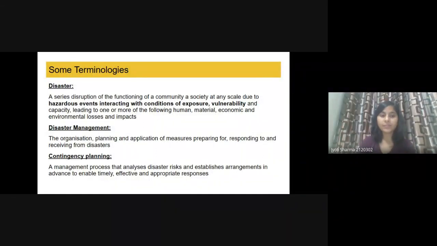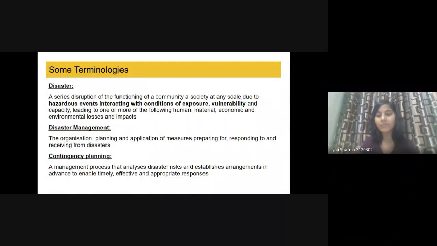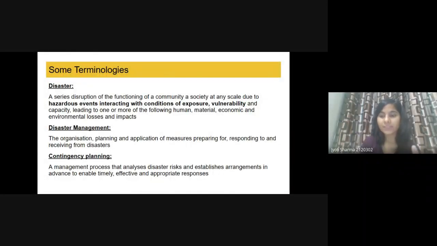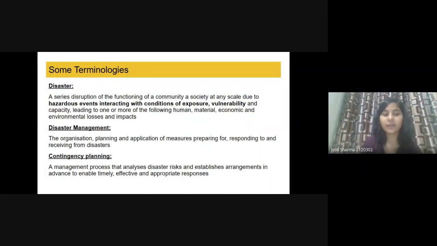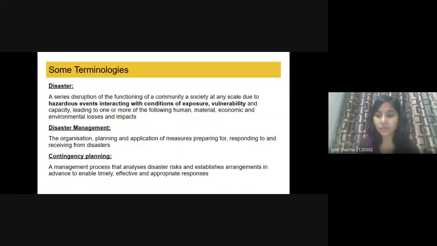So this is the hazardous event that interacts with the exposure, vulnerability, and the capacity. And based on that, if we have higher exposure, if we are more prone to that event, and our capacity is very low, then no doubt it will lead to a disaster. Okay, then once a disaster has occurred, you must have some strategy to cope with that. And we have the disaster management, we have the contingency planning. So what do you mean by disaster management? Can you guess, Danish, Kuldeep?